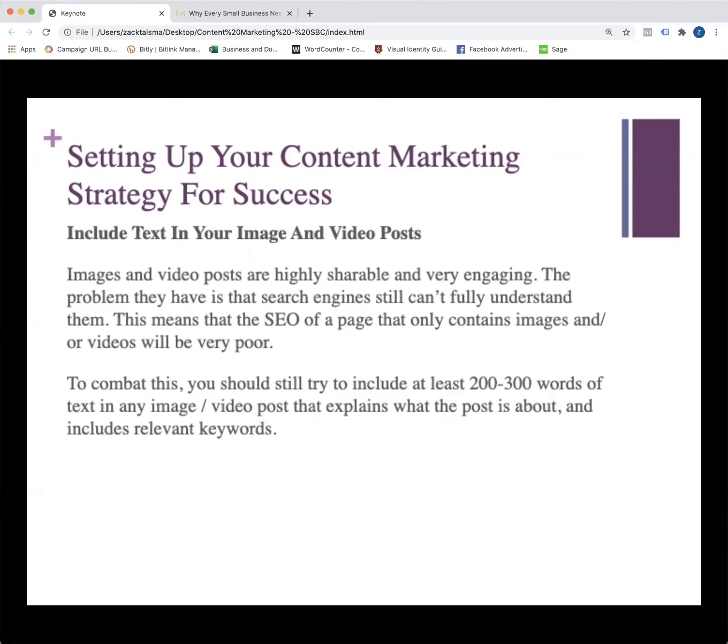Even 200-300 words will do. You can take your script from the video and just copy and paste it underneath the video. Or just do a 200-word intro to the video explaining the reasoning behind it and the questions that people have that led you to make the video. Same thing with infographics or other images. You just need something in there so that search engines can really understand what it is you're talking about in that video. Because otherwise, all that search engines see is the title of the video and the file name of the video, which is not a lot to go off of. So the SEO of that's always going to be very poor.